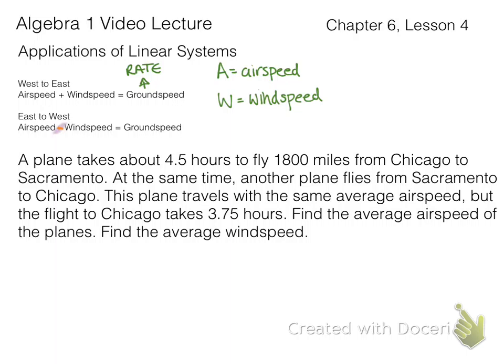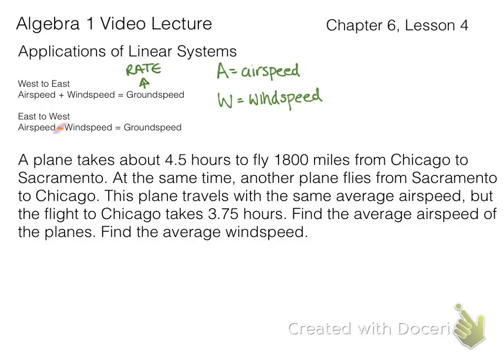Because the slower plane has a headwind and the faster plane, faster I mean takes less time to fly, has a tailwind. So they've got some stuff either hindering or helping them. We need to find the average airspeed of the two planes.